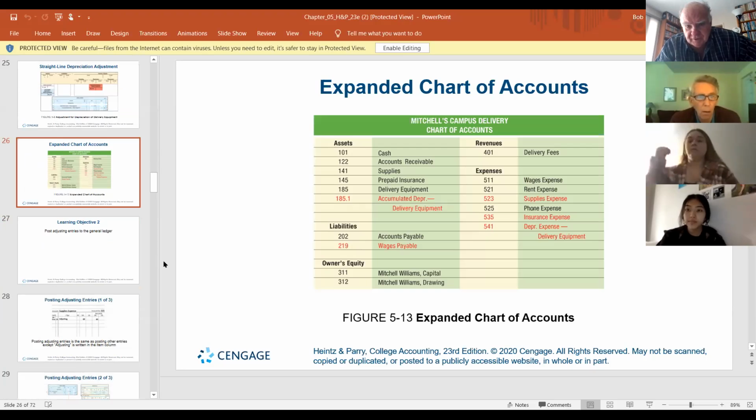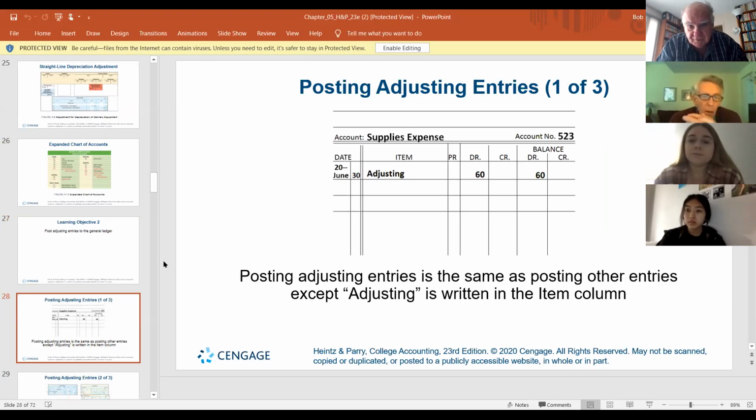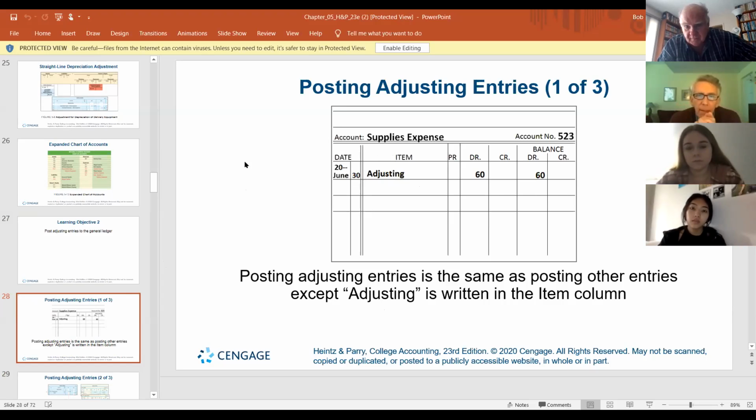So now that we've written these journal entries, we're ready to post them. Remember post, Mr. Post. That's going to update the general ledger. So look at supplies expense. We had no balance, right? Now we debited supplies expense, and there's your general ledger. 60 and 60. Posting adjusting entries is just like posting anything else, except here you might use the word adjusting. Or over here, maybe you put AJE, which is what we used to do.